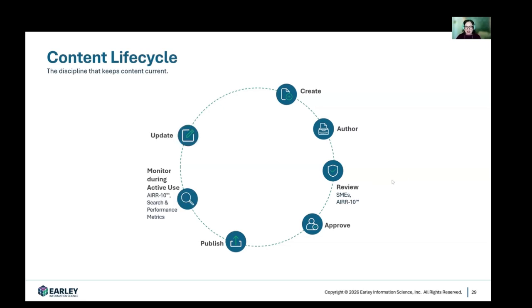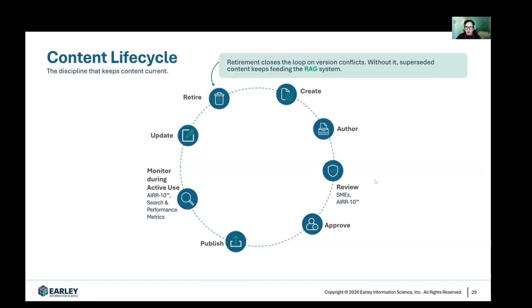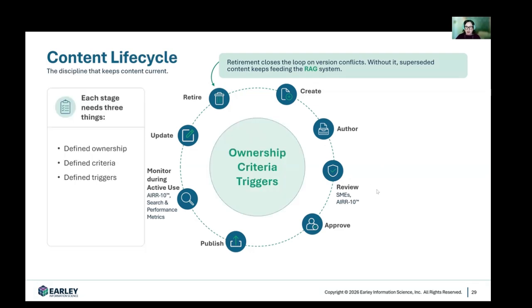So for each stage of the content lifecycle, three things have to be defined. Ownership is the easy part: who owns the content at that stage? Criteria is what looks good at that stage, and the triggers are when the next stage activates.